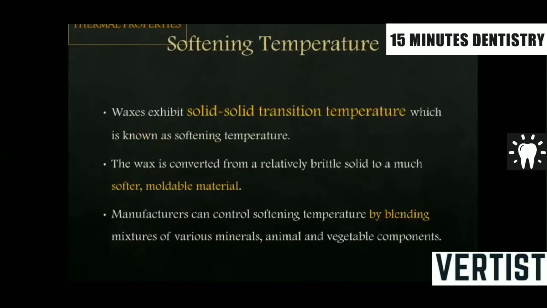Softening temperature. Waxes exhibit a solid to solid transition temperature, which is known as the softening temperature. The wax is converted from a relatively brittle solid to a much softer moldable material. Manufacturers can control the softening temperature by blending mixtures of various mineral, animal, and vegetable components.